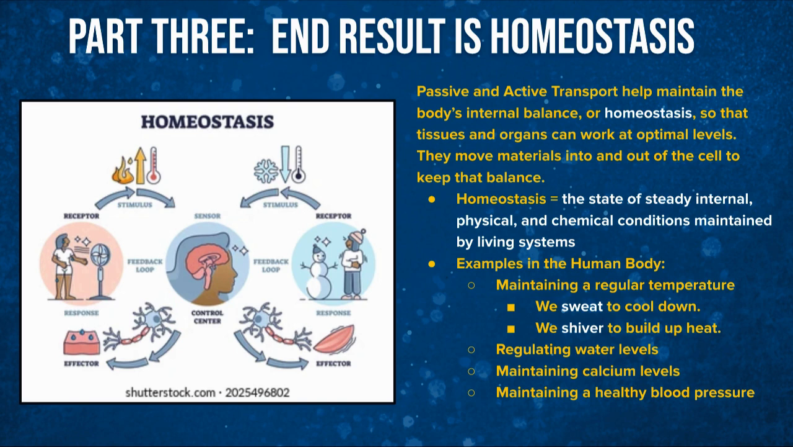And so we do this on a bigger scale. Think about it. When we get hot, our bodies start to cool us down through sweat. All right. When we are cold, we shiver so that our bodies can build up heat. Shivering is the contraction of muscles in order to warm yourself up. All right. Our cells also do this by regulating water levels, maintaining calcium levels, maintaining a healthy blood pressure. So all of these help our cells stay in homeostasis.